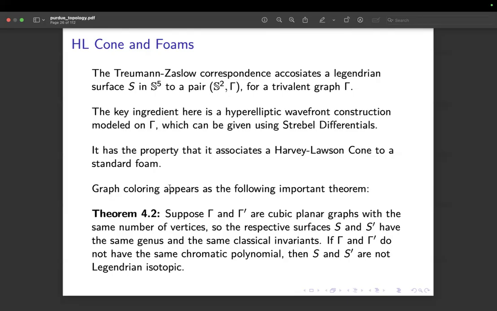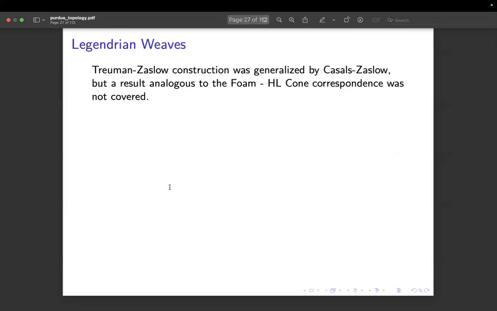So something as innocent and combinatorial as graph coloring played a very crucial role here. So it says that you can't deform one to another via Legendrian isotopy, so that each middle surface is Legendrian. Okay. So now the Treumann-Zaslow construction was generalized by Casals-Zaslow, but a result analogous to the Harvey-Lawson cone correspondence was not covered.